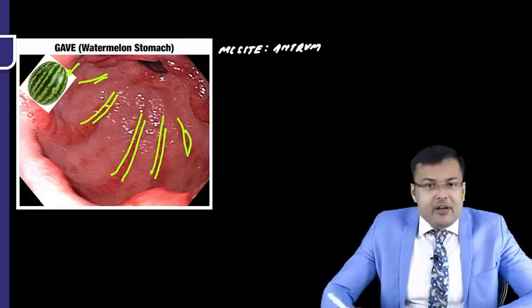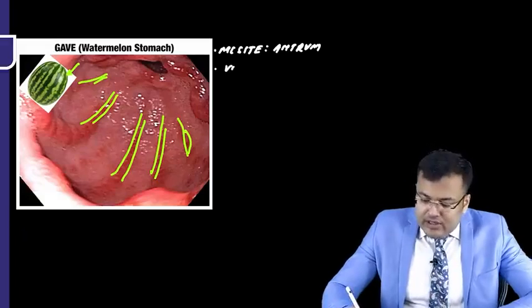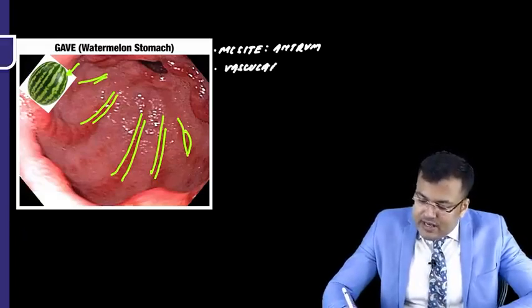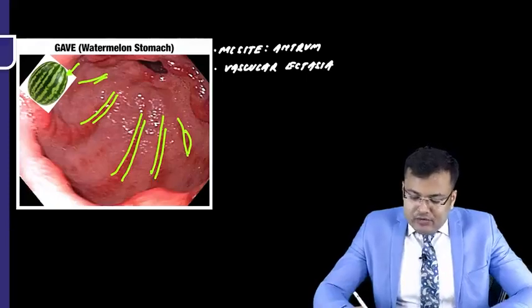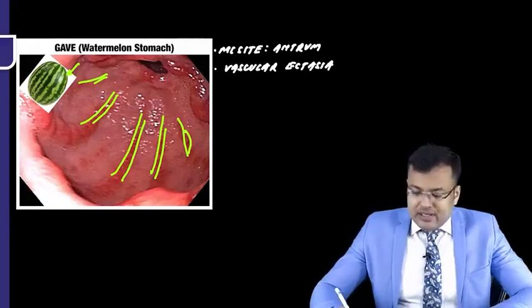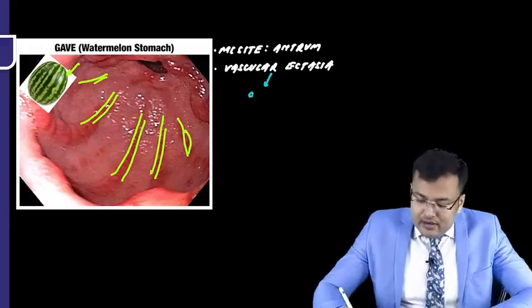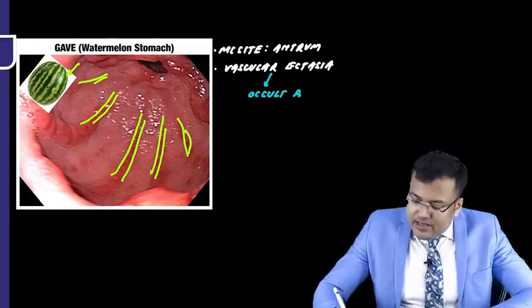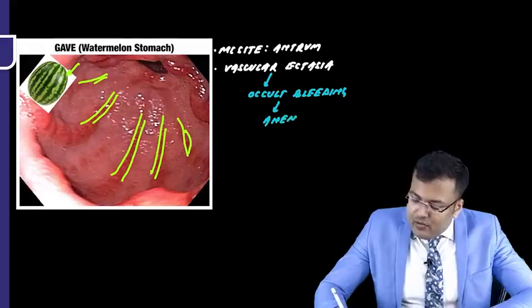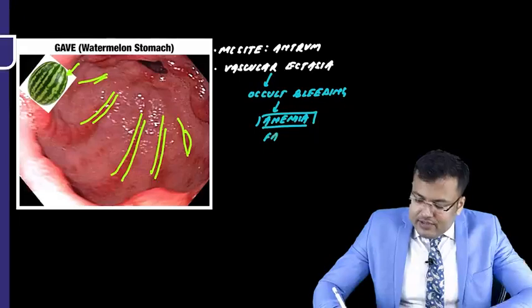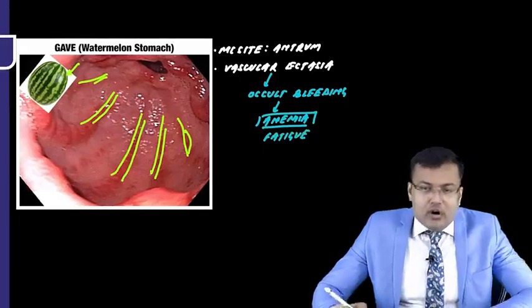And what is the pathology? Vascular ectasia. So the patient has vascular ectasia. Usually this watermelon stomach is more common in elderly females. Because of this vascular ectasia, what happens? These patients have chronic occult bleeding. And if a patient has chronic occult bleeding, it leads to what? Anemia. And because of anemia, what is the symptom? The symptom is fatigue. But this is chronic occult bleeding.